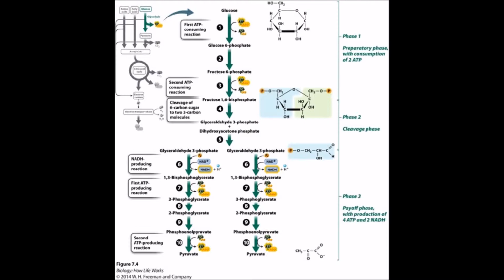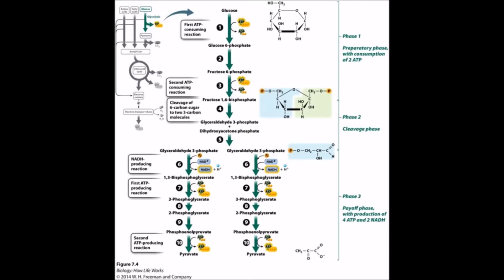In steps 1 and 3 of phase 1, a phosphate is transferred, using energy from ATP. The phosphorylation prevents glucose from exiting the cell, and due to the negatively charged phosphate groups in proximity, it destabilizes the molecule so that it can be broken apart.